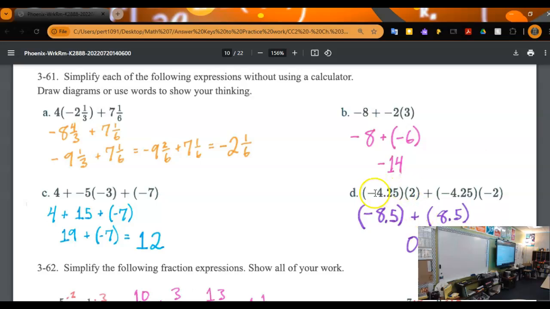D, if we notice that they're exactly the same, except one is negative and one will come out to be positive, they cancel, right? It cancels out. Questions on 61?